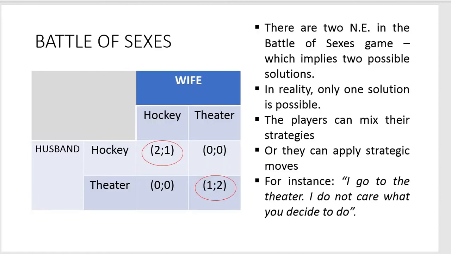Okay, so this is Battle of Sexes. As we discussed, there are multiple Nash equilibria in pure strategies. So one of the methods to solve this game somehow, to have one outcome, either hockey or theater, players can either mix their strategies, so assign some probabilities to going to theater or going to see hockey, or another option is strategic move.